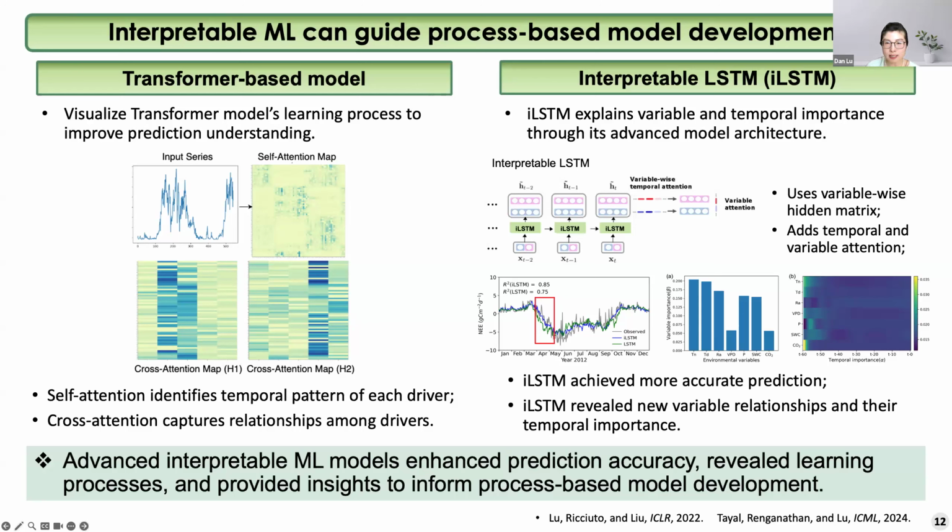So this design captures the distinct influence of each driver, enabling a more detailed evaluation of how different variables interact over time. And when applied this method to the carbon flux prediction, the results indicate that our interpretable LSTM not only achieved higher accuracy, but also revealed new relationships between the environmental drivers and their memory effects on the carbon flux. And this insight can inform the process-based land surface model development, bridging the gap between the machine learning predictions and the physical system understanding.